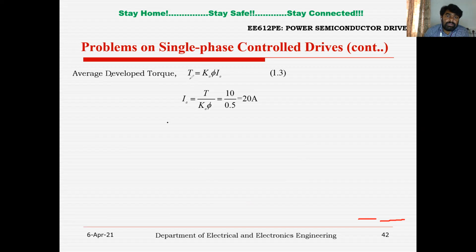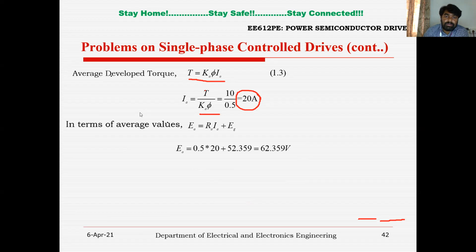So now torque developed by the machine is KFI into IA. From this, IA is torque divided by KFI. KFI value is given as 0.5. Then torque is 10 Newton meter. Then you will get the armature current as 20 amps. So now this is the expression for EA, which is equal to IARA plus EG. So RA is 0.5, IA is 20. EG we have just calculated as 52.359. So we'll get EA as 62.359, right?